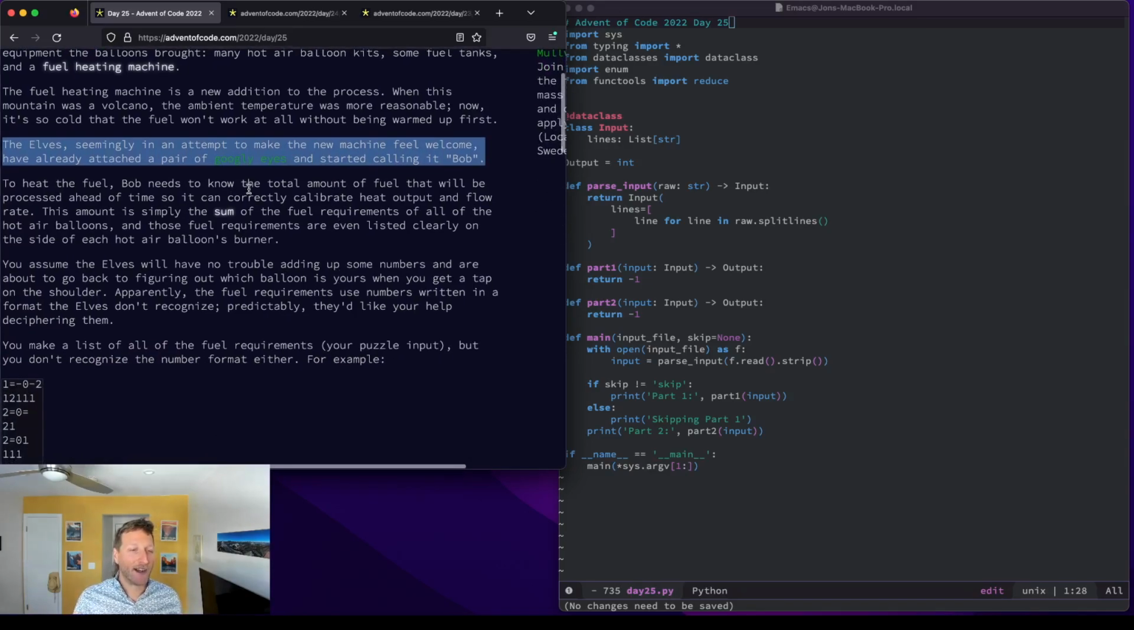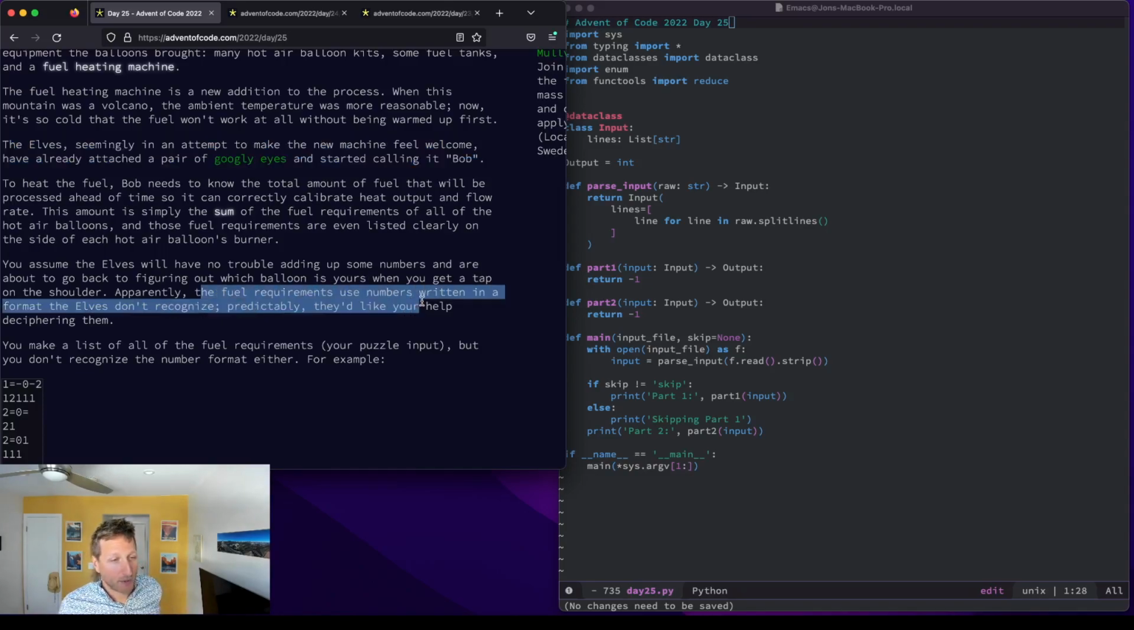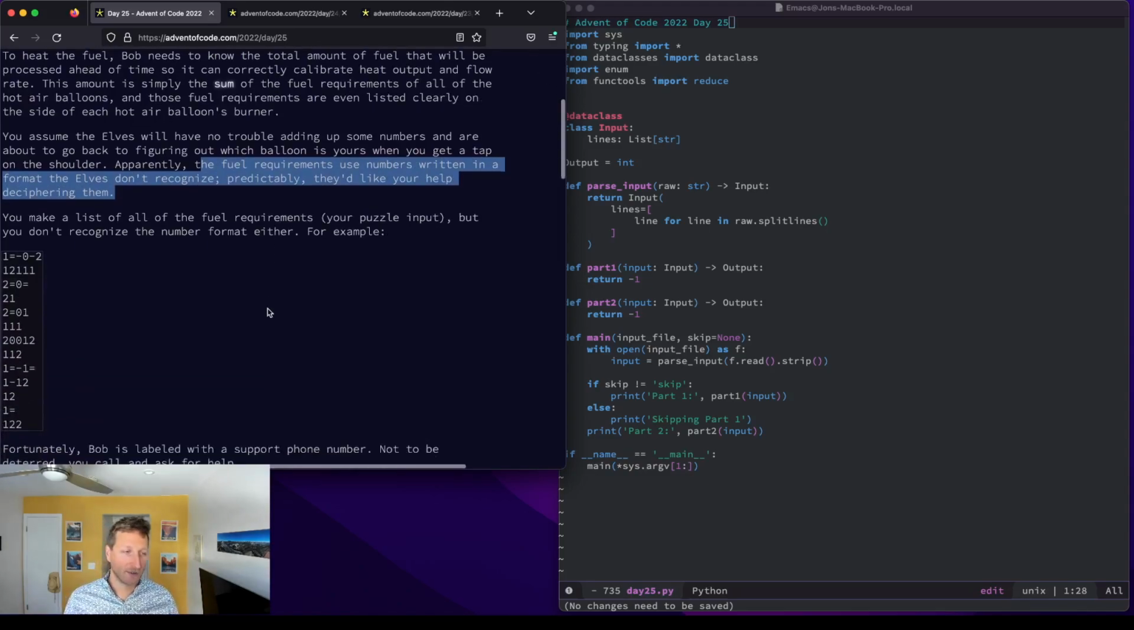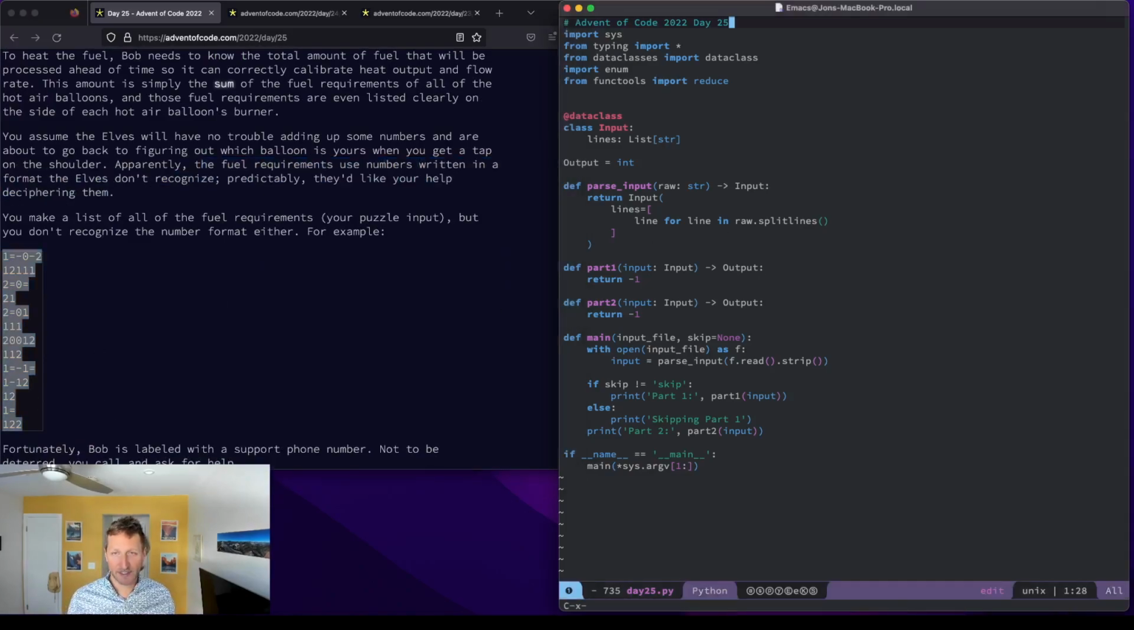To heat the fuel, Bob needs to know the total amount of fuel that will be processed ahead of time so that it can correctly calibrate the heat output and flow rate. This amount is simply the sum of the fuel requirements of all the hot air balloons, and those fuel requirements are even listed clearly on the side of each hot air balloon's burner. You assume the elves will have no trouble adding up some numbers and are about to go back to figuring out which balloon is yours when you get a tap on the shoulder. Apparently, the fuel requirements use numbers written in a format the elves don't recognize. Predictably, they'd like your help deciphering them. Okay, let's copy this example.